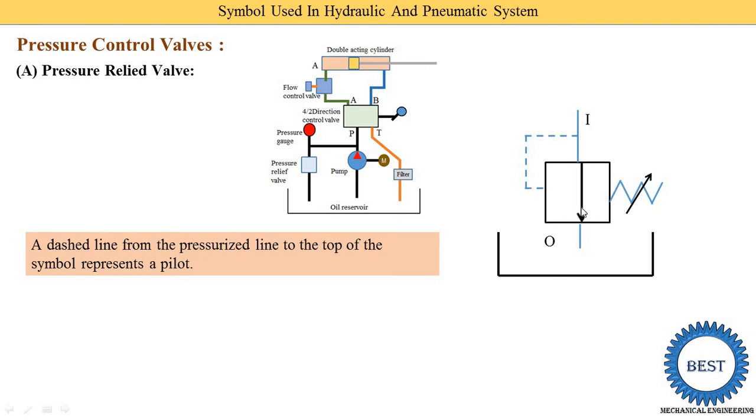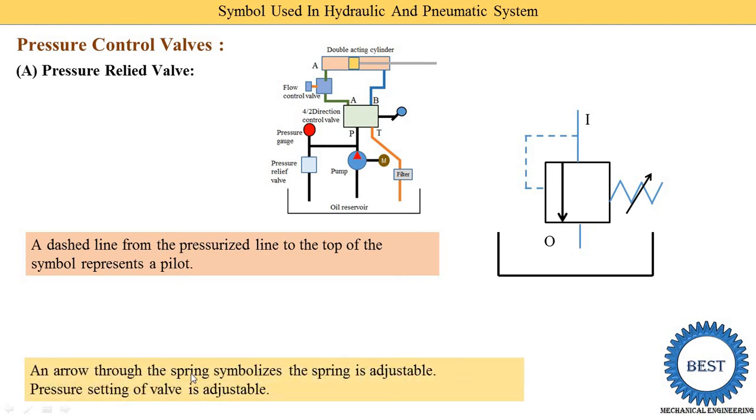Naturally, when this arrow is not in this line, meaning not in alignment, at that time the valve is closed, and the valve is closed due to the spring pressure. According to the required pressure we set the spring pressure; we adjust the tension of the spring and are able to adjust the pressure inside the cylinder. The arrow through the spring symbolizes that the spring is adjustable; this arrow at 45 degrees indicates the spring is adjustable. So when we adjust the spring its tension changes, and according to this tension we adjust the arrow position, and the pressure setting of the valve is adjustable.